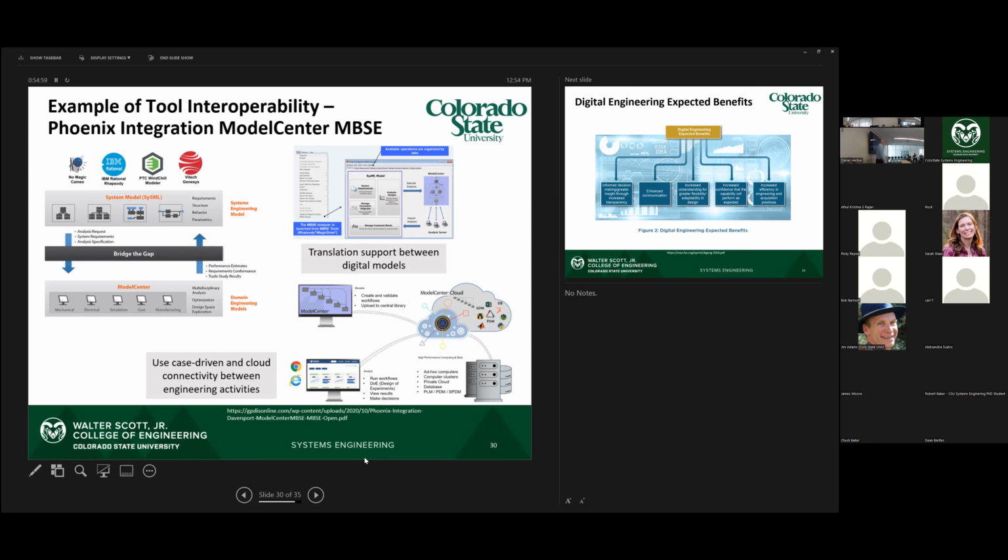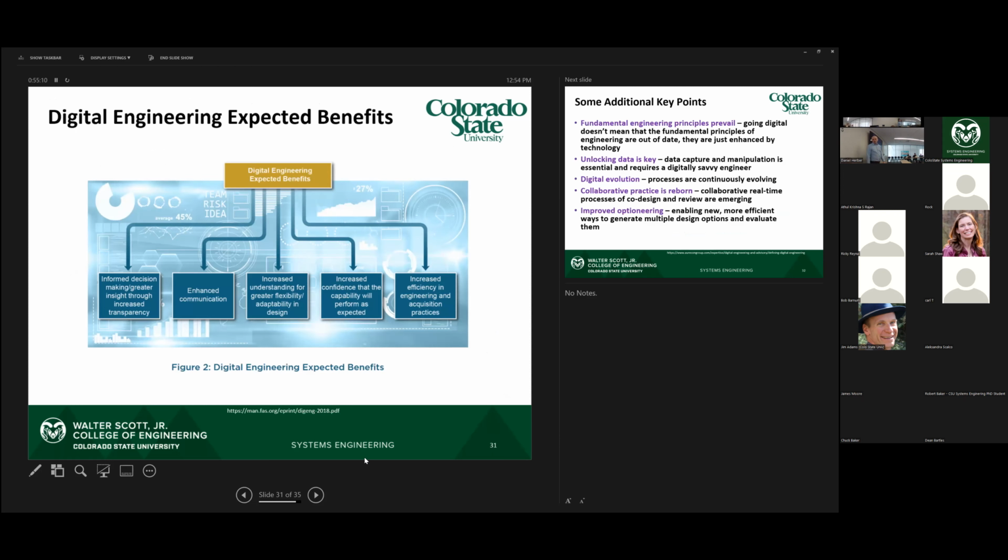So this type of picture is a digital engineering picture where we have capabilities enabled, we have ways to communicate between different engineers and their roles, etc. Next slide, please. So I have 3 final concluding slides here on benefits and some other tips or things to take away. Some of these have already been highlighted earlier, but digital engineering expected benefits: informed decision-making, greater insight through increased transparency, especially that last example on the previous slide where you have access to information you didn't have access to before. As a program manager or decision maker, you have more information to make better decisions.